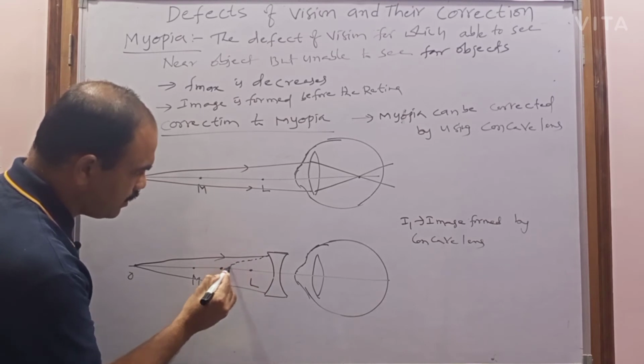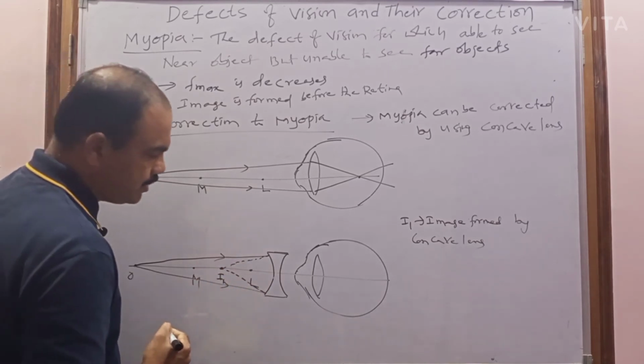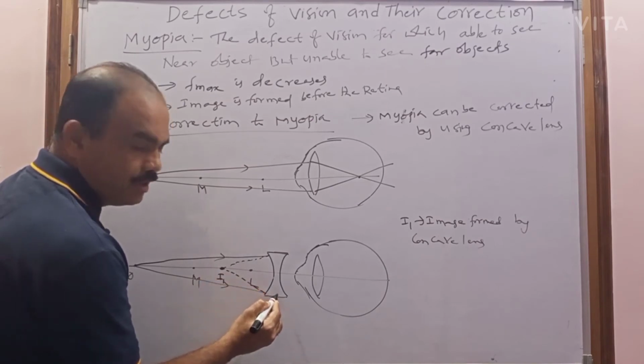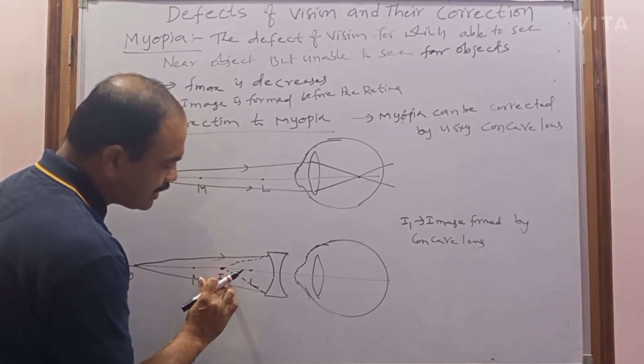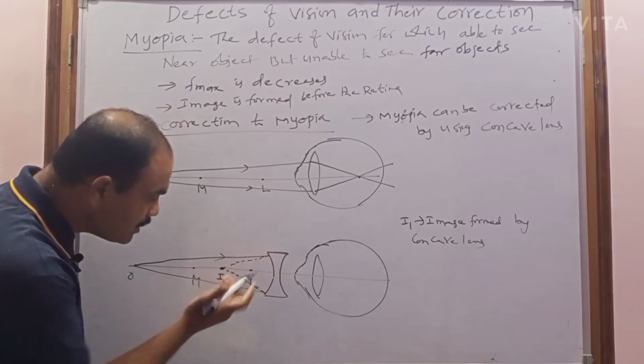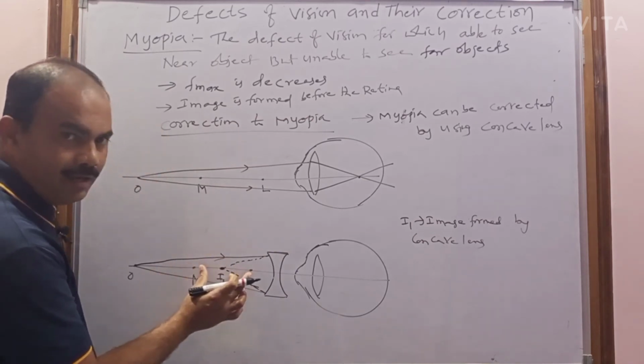So this is the extended band. This is the image formed. I1 is the image formed by this concave lens. Now the image formed by this concave lens, where is it? It is between M and L. So if the object is between M and L, what happens?